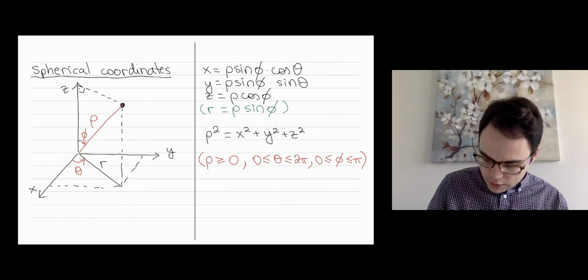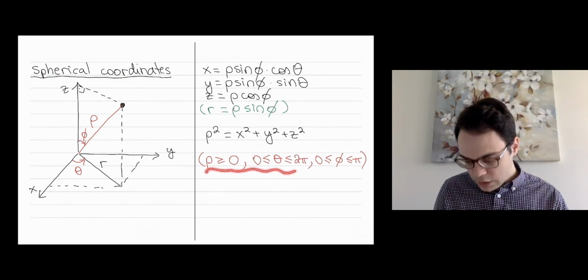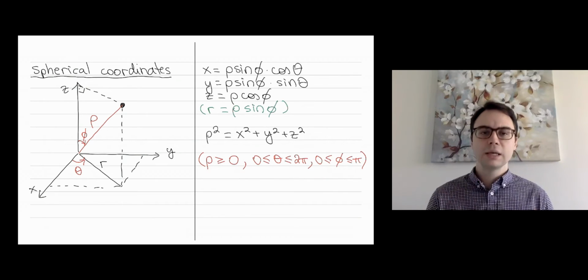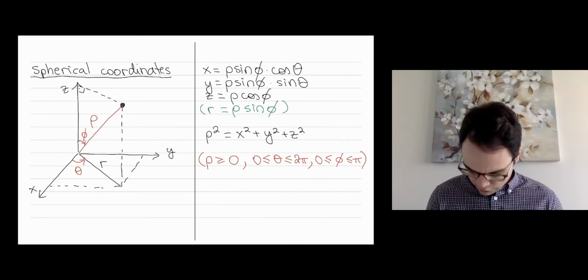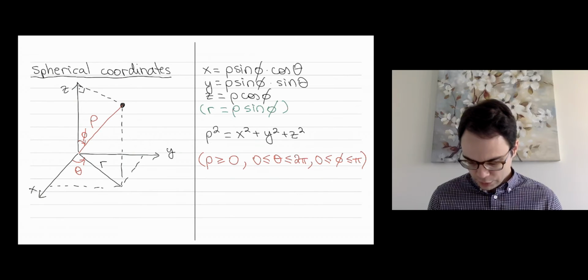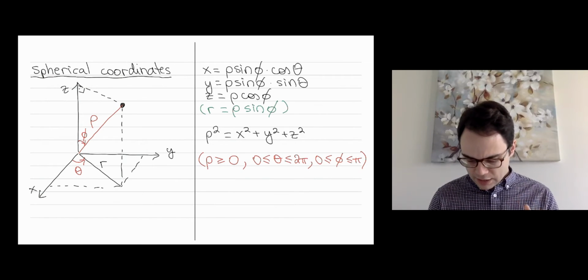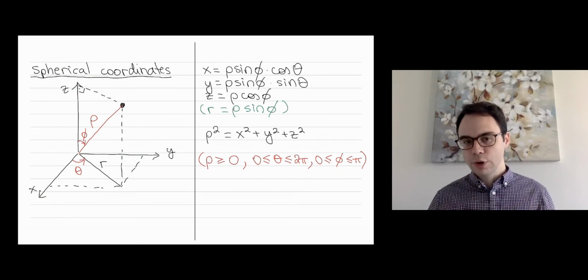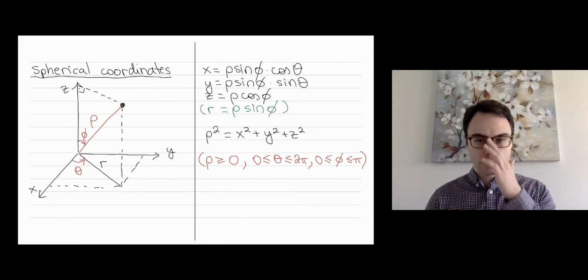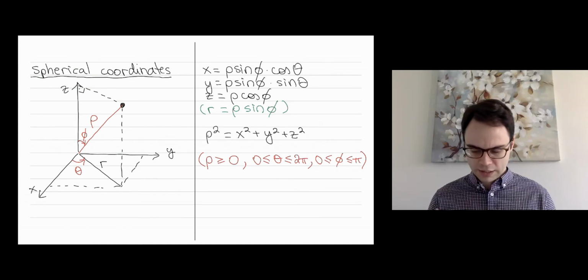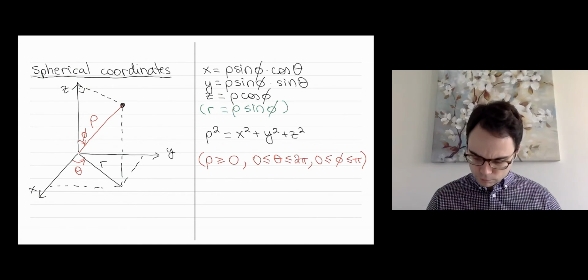Okay, so with these conventions, not every single point, because of the ambiguities when theta is equal to 0 and 2 pi, and also when rho is 0, all possible angles will still give me just the origin. But with these conventions, most points in space will have a single triple of numbers, rho, phi, and theta, describing them.